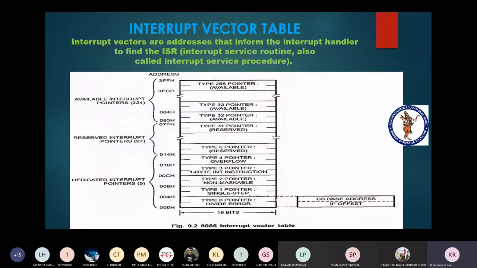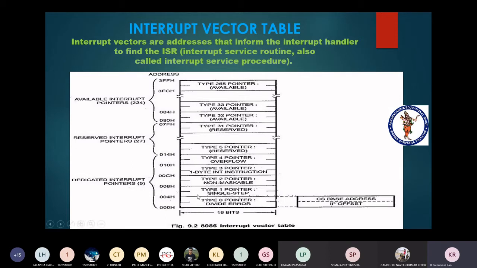Each interrupt has its own address. That is called the interrupt vector address. Among these 256 interrupts, type 0 to type 4, these 5 interrupts, are called dedicated interrupts. Dedicated interrupts means they have a specific work. When a certain exception or condition arises, an interrupt is automatically initiated.